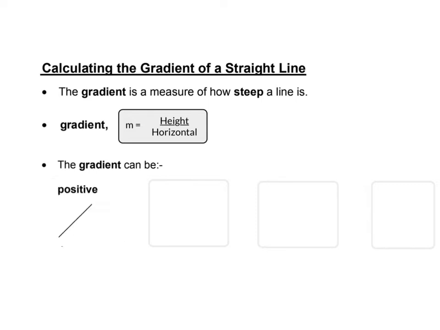The gradient can be a positive number. We get positive answers when we are starting from the left hand side and it's sloping upwards. We have a negative gradient when we start from the left hand side and we are going downwards. So a negative gradient is when we start from the left and it's sloping downwards.